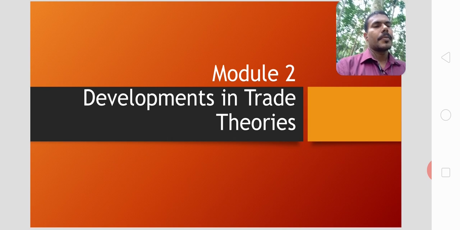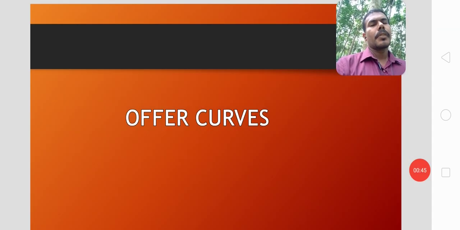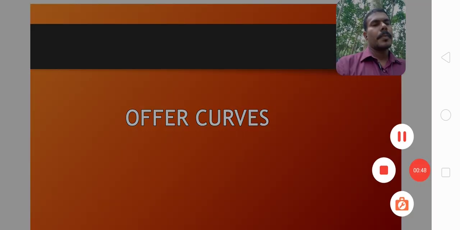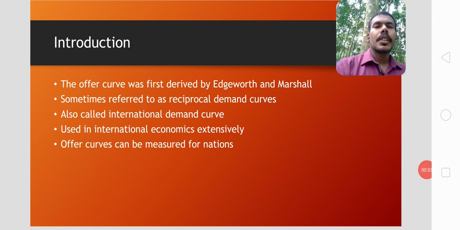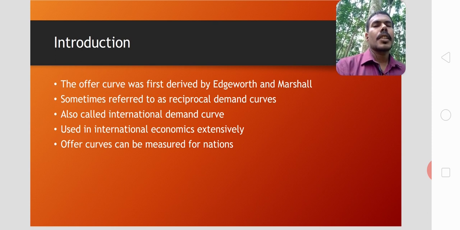As a first part, we have offer curves. Offer curves are in fact the international demand curve. These are referred to as the reciprocal demand curves of nations. This is used extensively in international trade and international economics. Offer curves are measured for nations, not for people, not for individual consumers. These are calculated for the nations offering exports, and they receive something as import.